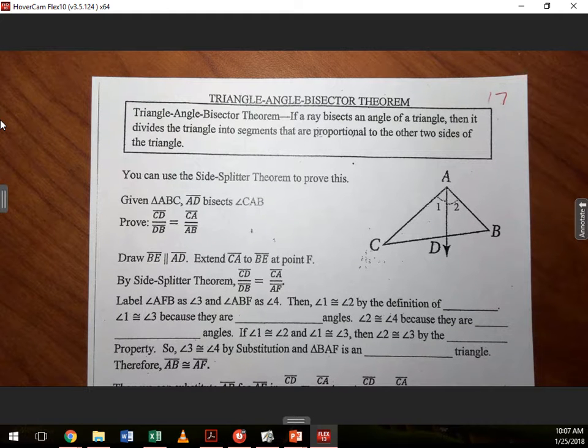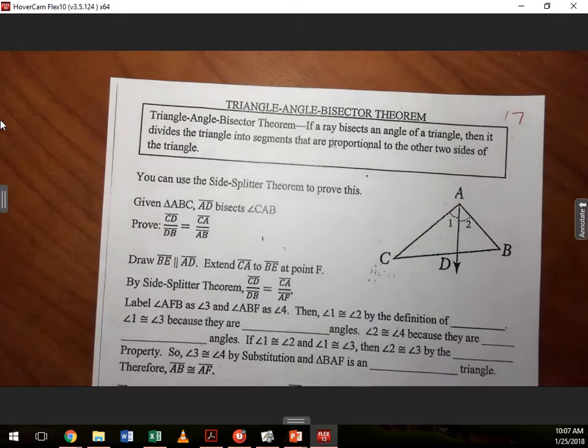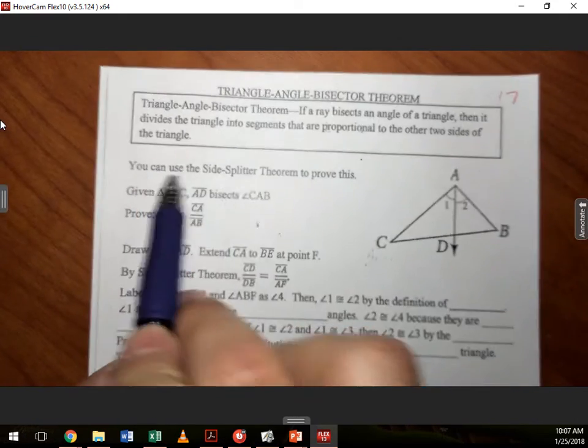Oh, here it is. I have my ruler. This is the one ruler to rule them all. Yes, I went there.